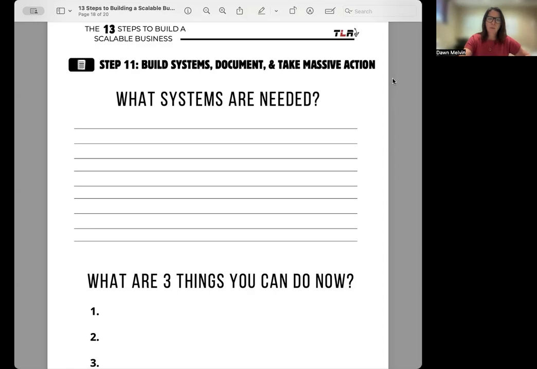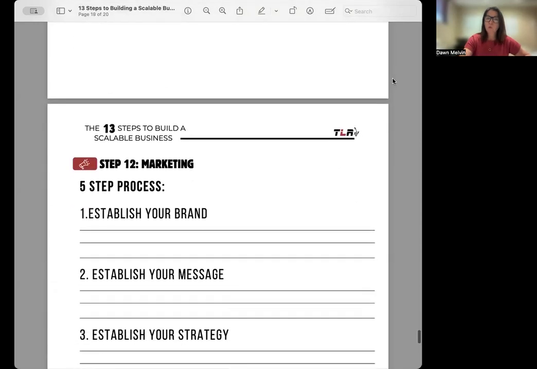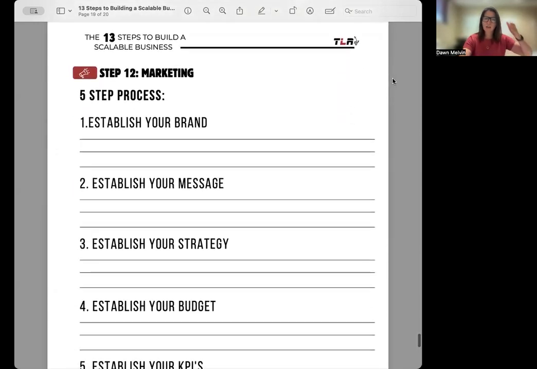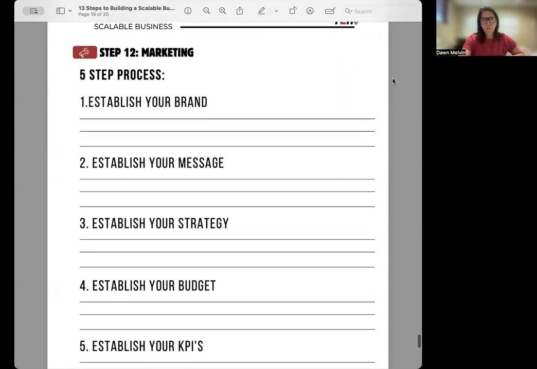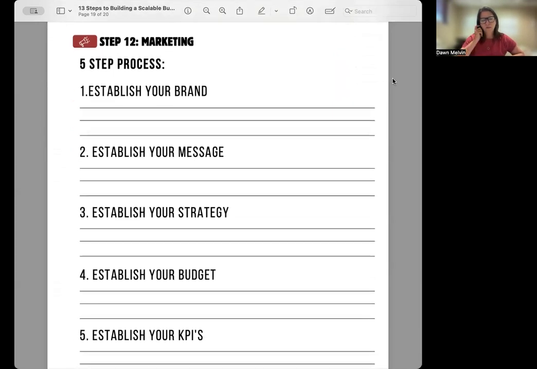The next topic, step 12 of the 13, is marketing. How we've got it laid out here is a 5-step process: establishing your brand, establishing your message, your strategy, budget, and KPIs.